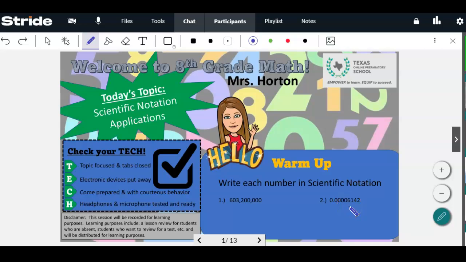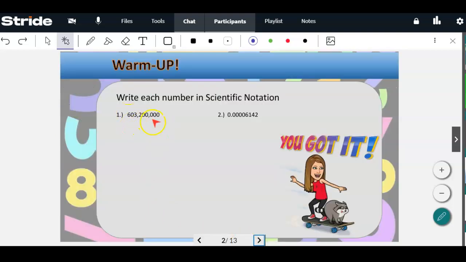Hello, students. This lesson is going to be scientific notation. We're going to do more real-world problems with scientific notation. Just to practice review here, write each number in scientific notation. The first one is a large number.